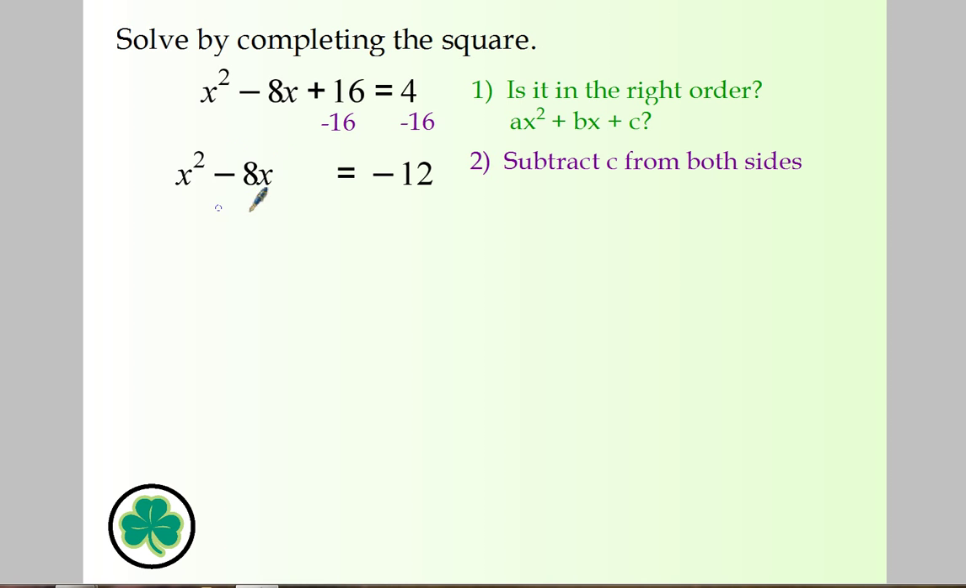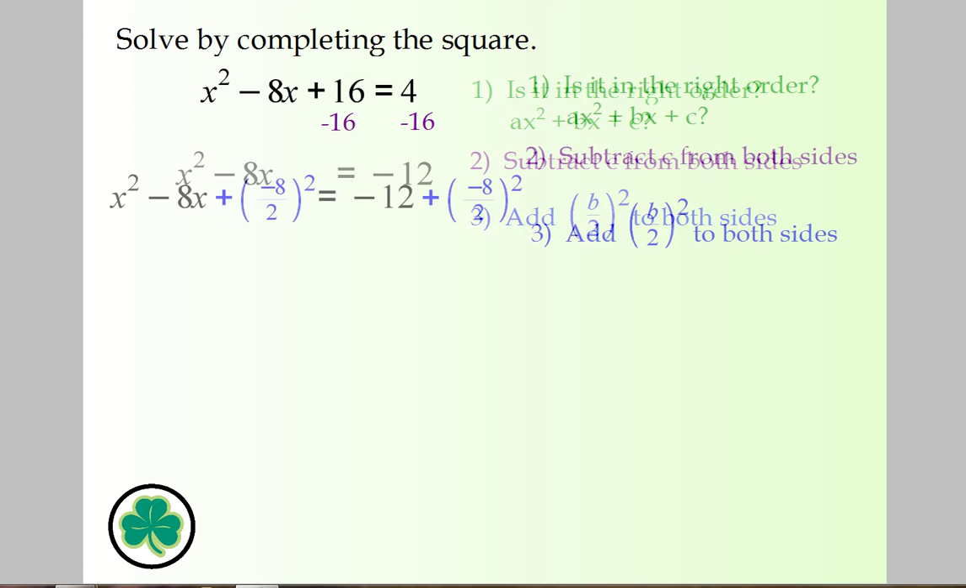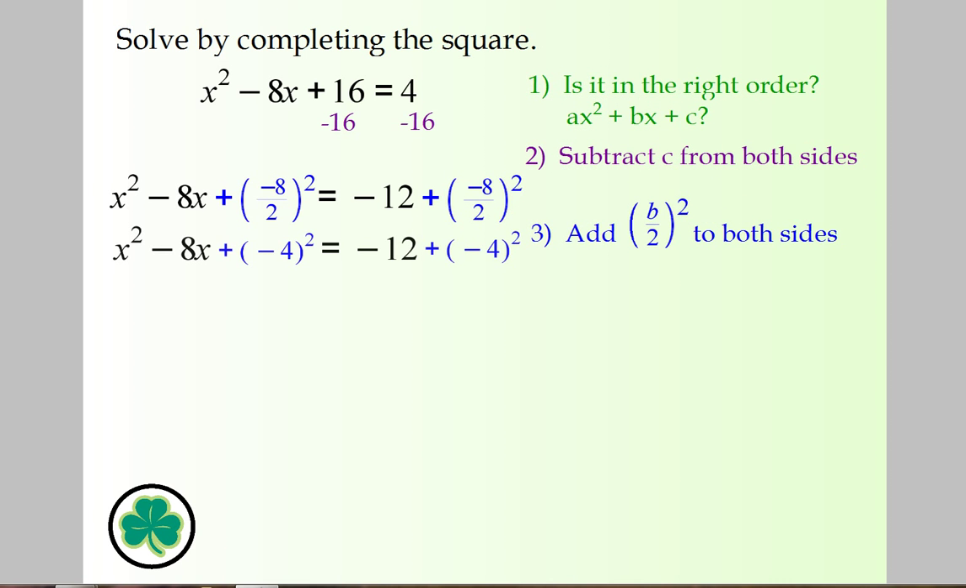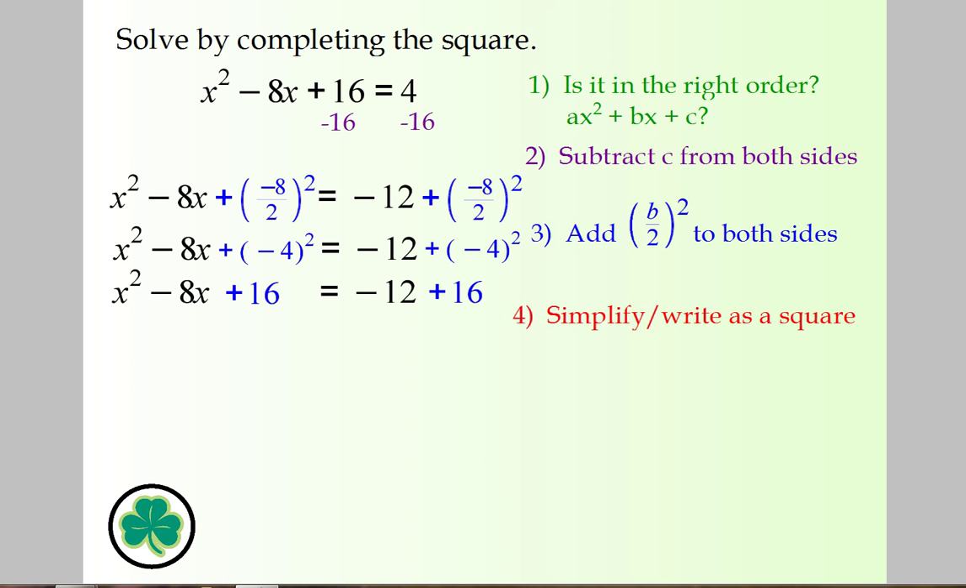Identify B. B in this equation is -8, so I'm going to add half of B, then squared, to both sides. So half of B is -4. I'm going to square that number to give me a positive 16, and that's what I'm adding to both sides. I'm going to simplify the right-hand side and write the left-hand side as my two factors. Remember, it's half of B that's going to go in both factors.